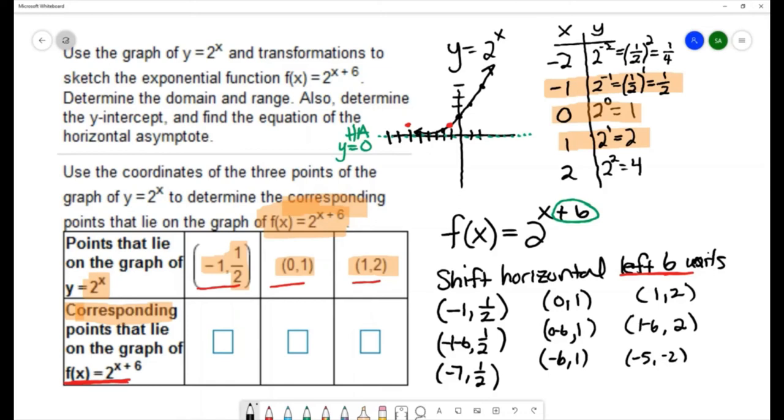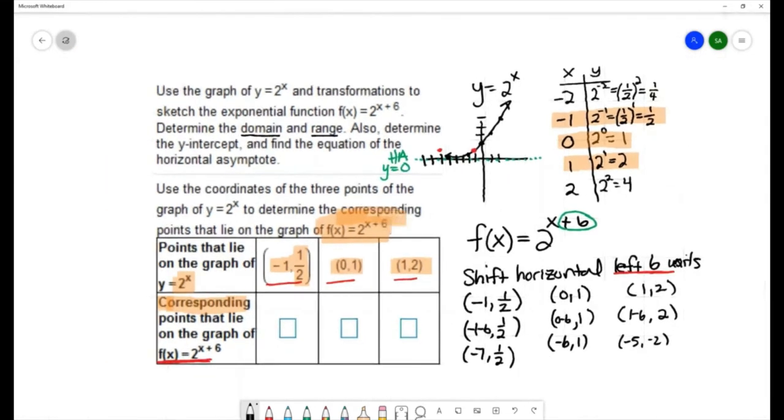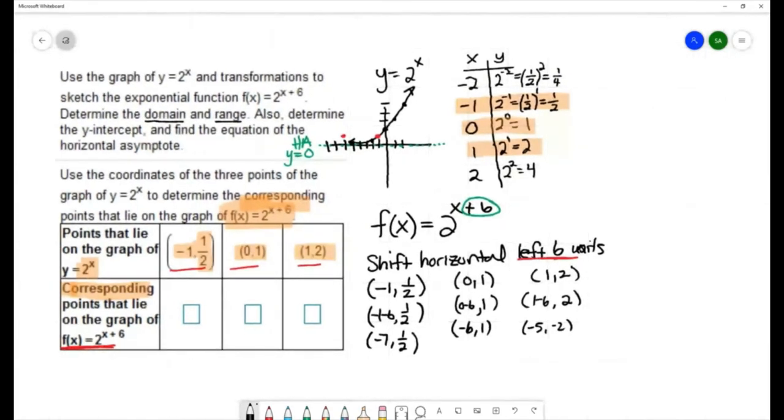So we have our ordered pairs that are on the graph of 2 to the x plus 6. Let's answer the remaining questions. We want to determine the domain and range. In order to determine the domain and range, I'm going to plot these points so I know what that graph looks like: -7 and 1/2, -6 and 1, -5 and 2. We get a graph that looks like this.